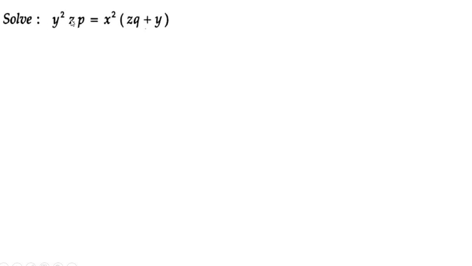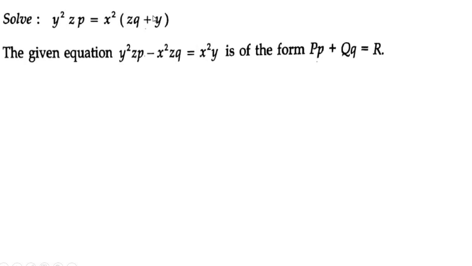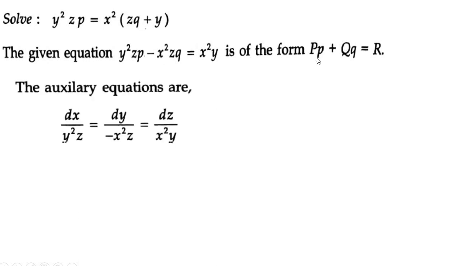Solve y square z p is equal to x square (z q plus y). So what I will do here is multiply x square to each term inside the bracket. So y square z p is equal to x square z q plus x square y. Bring the second term to the LHS, keep x square y as it is, and compare it with the general standard form.